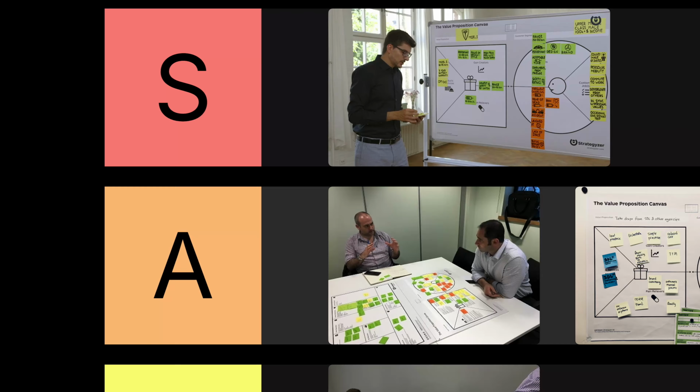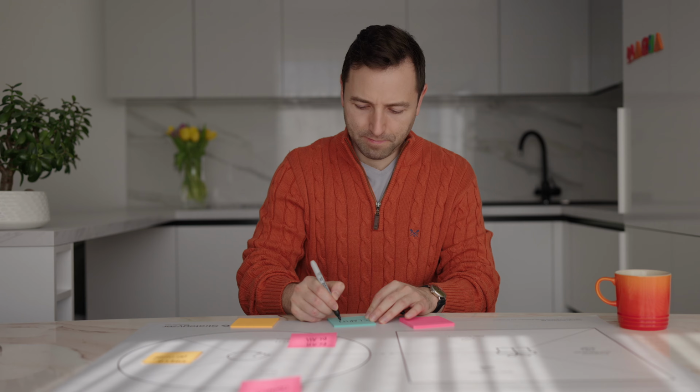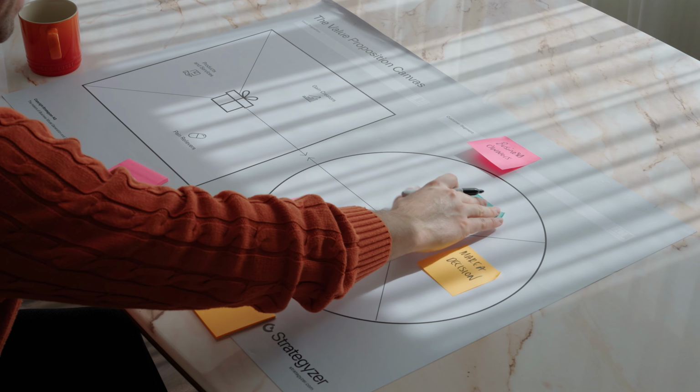I've searched all across the internet for some of the best and worst examples of people using the value proposition canvas. And what we're going to do in this video is rank them from S tier for super all the way down to F for fail, so that you can see what works. So when you go to apply the value proposition canvas yourselves, you're going to get the very best results.